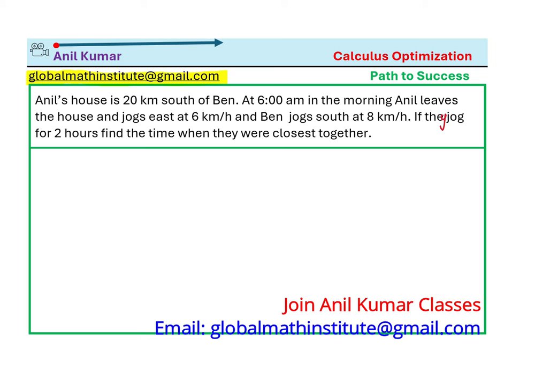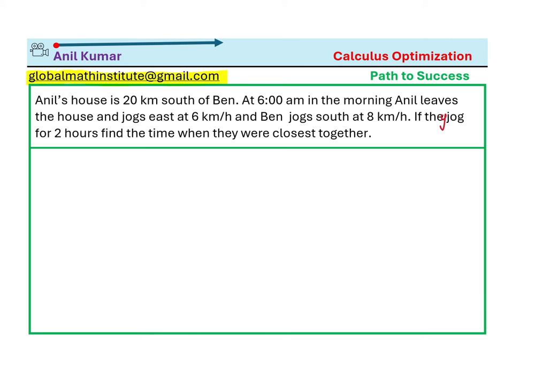Now, let's try to understand how we solve such questions. First and foremost, try to sketch the diagram, understand this situation. Anil's house is 20 kilometers south of Ben. So let's say something like this. Anil's house is here and Ben's house is there. And the distance between them is 20 kilometers. Makes sense. So Anil's house is 20 kilometers south of Ben.